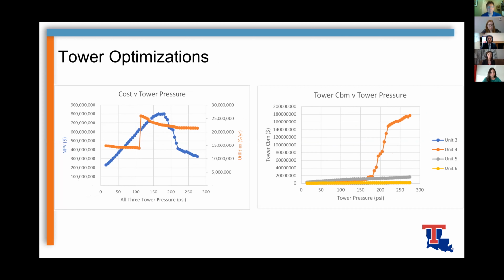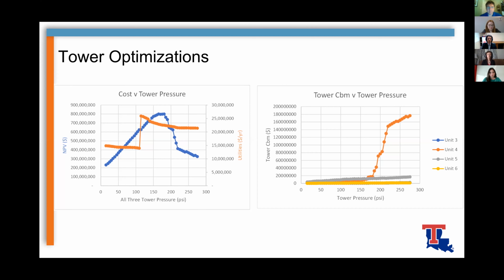So for our tower optimizations, instead of doing the amount of trays within the tower, because we had incredible issues with that, we decided to go a different route, and we optimize the pressure within each tower. So on the left side, we can see that our NPV is maxed out around $25 million, and this is at around 175 PSIA. I do want to note that this is for all 3 towers being constant. So as we change one tower pressure, the other tower pressures change the same amount.